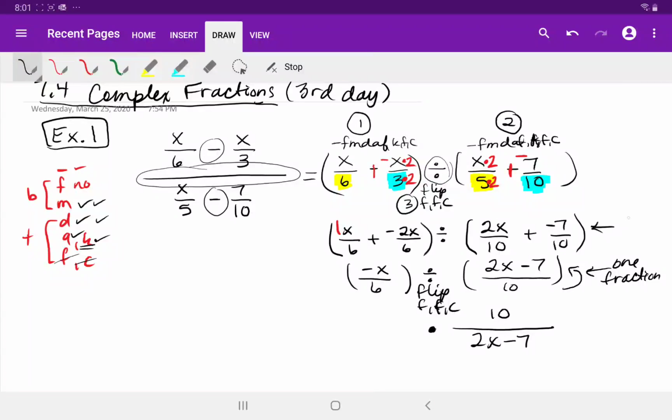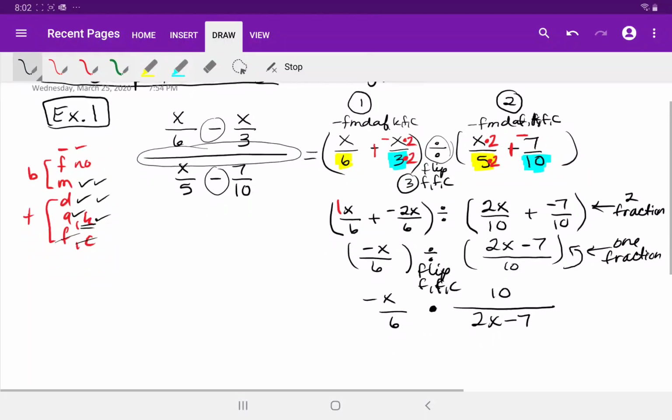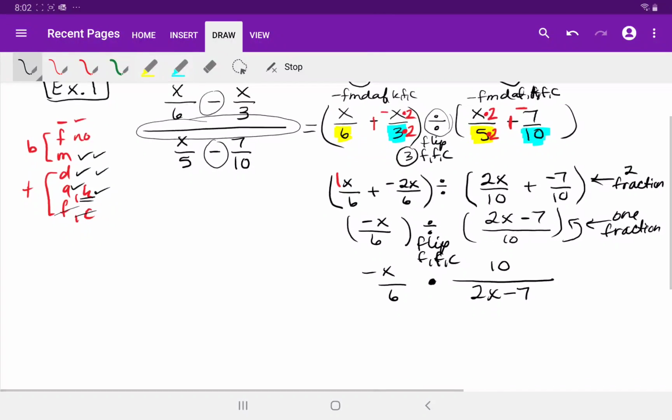So see this one right here? I have two fractions. You can't flip two fractions. That's illegal. Okay, you can only flip one fraction when you're dividing. Okay, negative x over 6. That's the first parenthesis. And now I have a multiplication problem. So I just flipped. Now I have to do FFC.